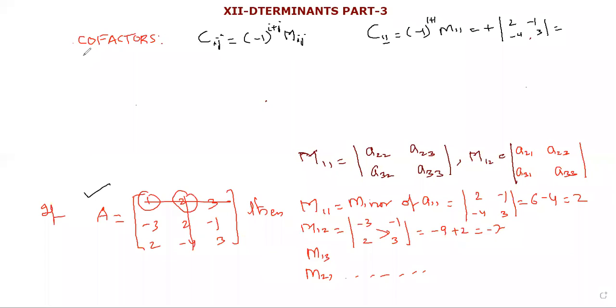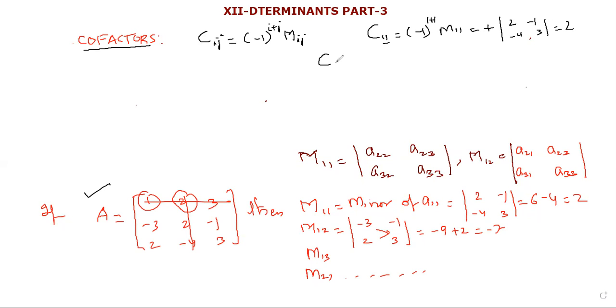In order to find the cofactor of any element, with the minor, you have to put the negative sign: minus 1 raised to the power of the row number and column number of the minor you are finding, i plus j. For example, to find C11, minus 1 raised to power 1 plus 1, M11. So C11 is plus because minus 1 raised to an even power becomes plus. That's why your minor and cofactor will be the same.